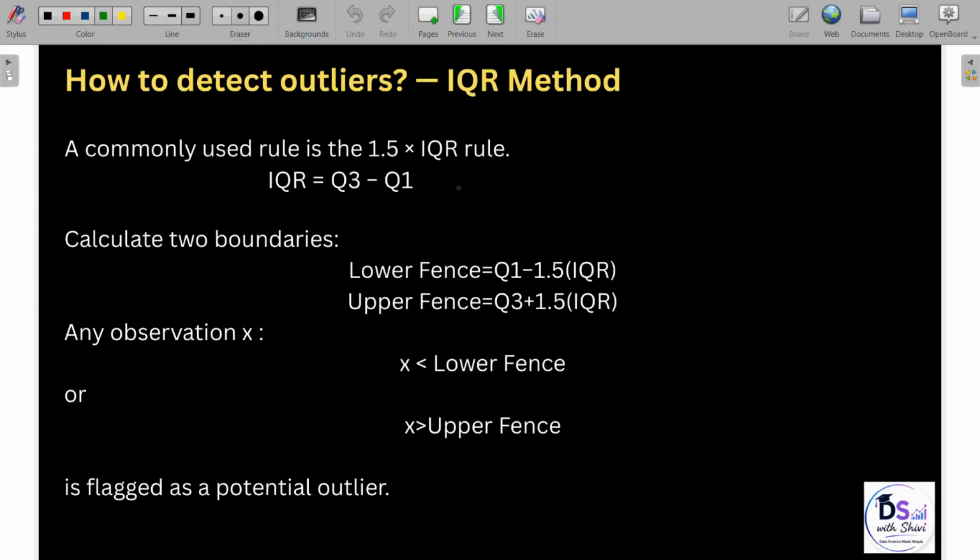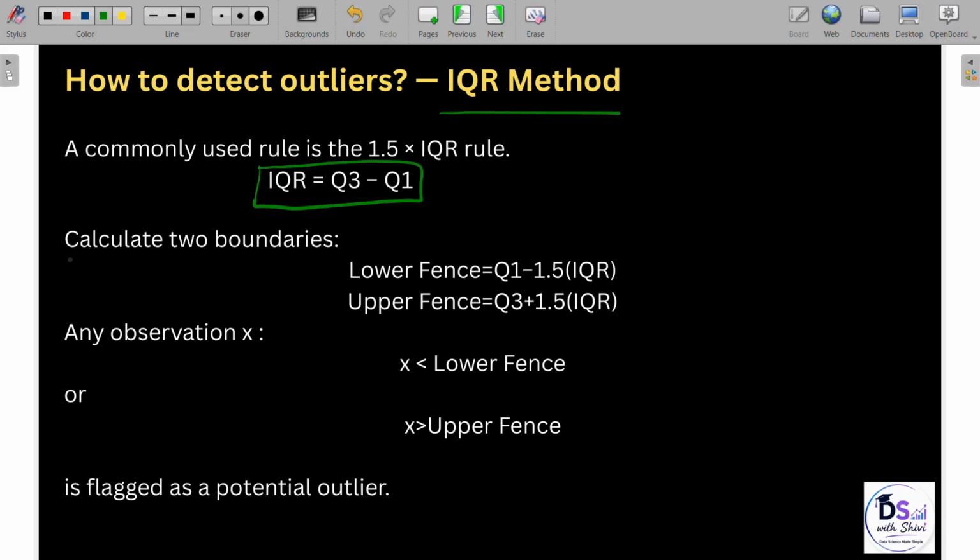Here comes how to detect outliers. You have a data set and you are being asked to detect the outliers for the data set. How will you do it? It is done by the IQR method. So what is IQR? IQR stands for interquartile range. You know the formula for IQR? The formula for IQR, interquartile range, is Q3 minus Q1. Q3 is quartile 3, the 75th percentile of a data set, and Q1 is quartile 1, that is the 25th percentile of the data set, right?